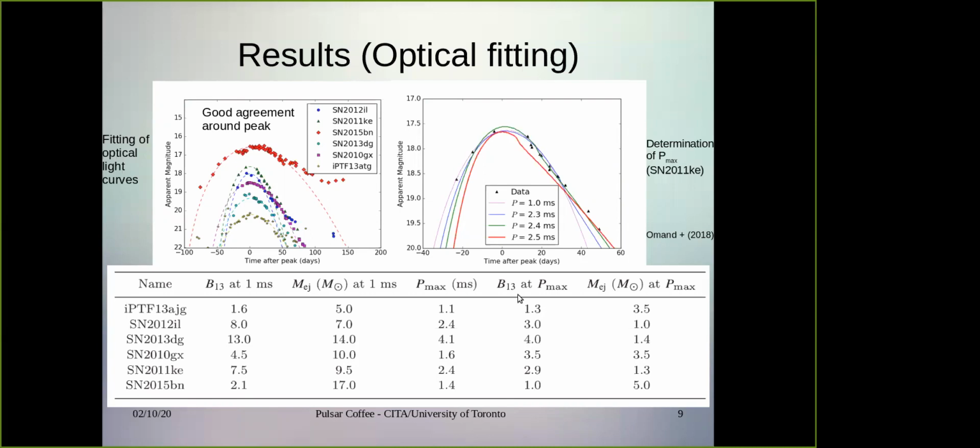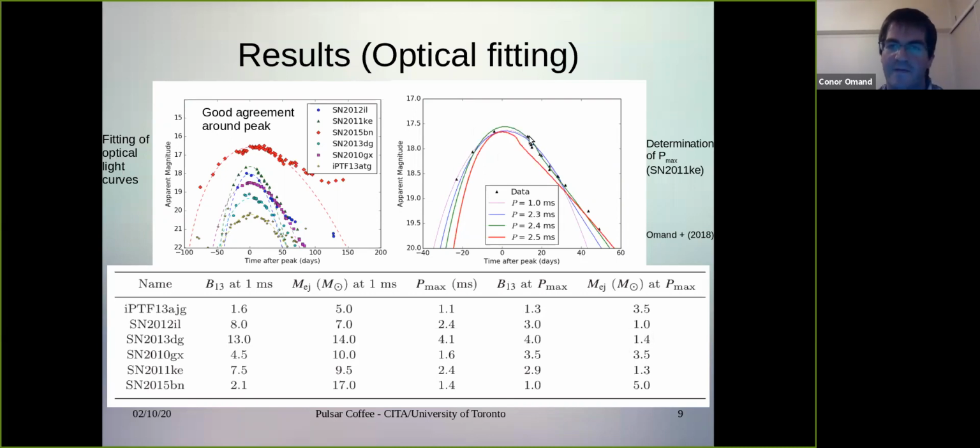Does that actually affect the energetics? It definitely affects the shape. It does. Yeah, because here we would have to have an ejecta mass of less than one solar mass, for example, in order to try and fit this.